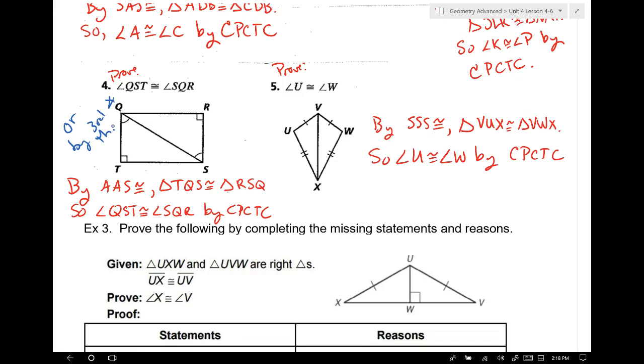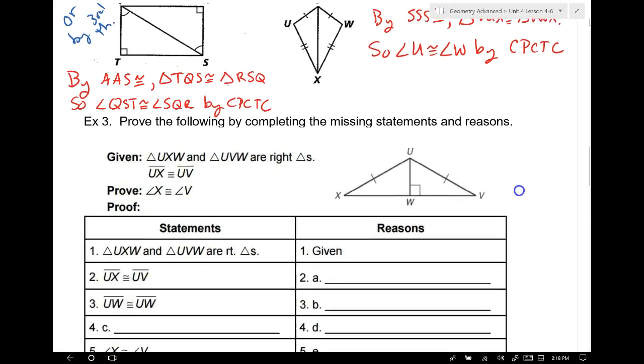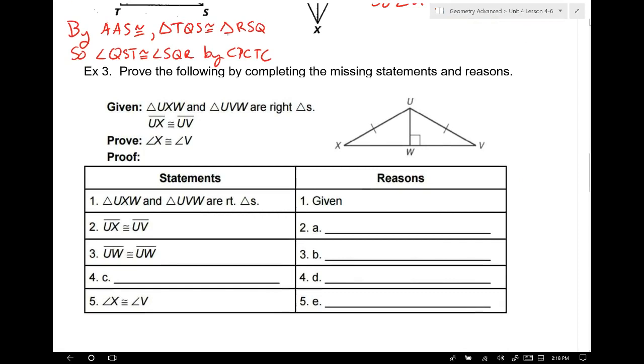All right, awesome. I think this one will be pretty easy. You guys are getting good at proofs, so you do the next steps. Fill it in on your own as well.